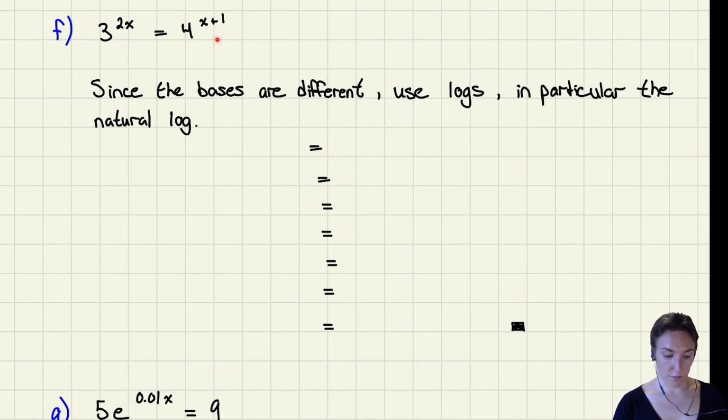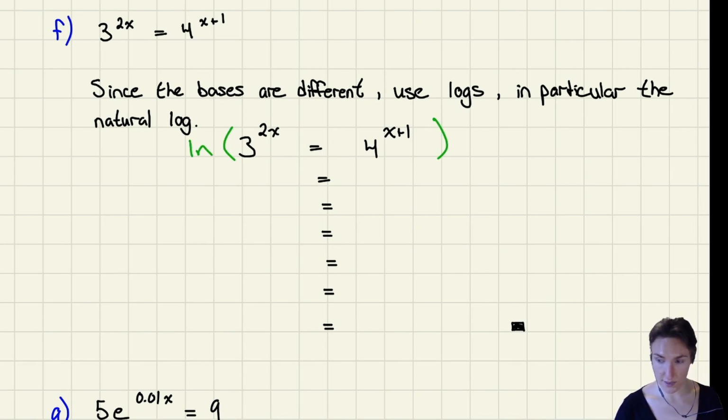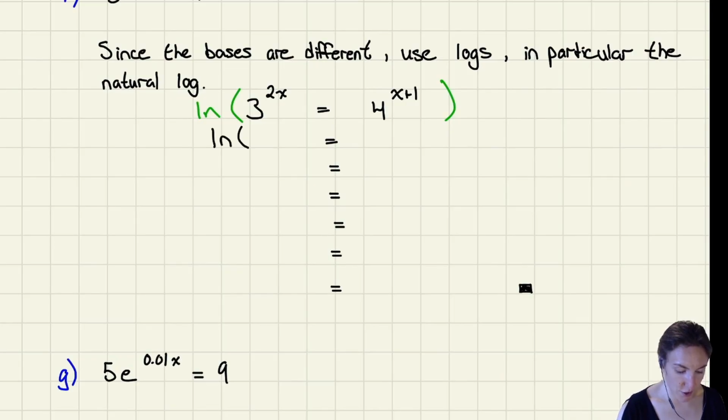Let's try this one now. So again, we're having different bases here. So this is why we think to use a log. And again, I'm personally going to use ln just because I like it. So I have 3 to the power of 2x is equal to 4 to the power of x plus 1. And I think about this like taking the ln of my left-hand side and my right-hand side. I'm going to have ln of each side, so ln 3 to the 2x. And then I have ln 4 to the power of x plus 1.